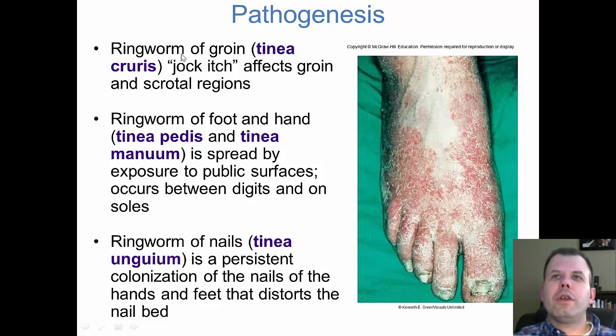Okay, some other ones, the ringworm of the groin, the Tinea cruris, which is the jock itch, affects the groin and scrotal regions.